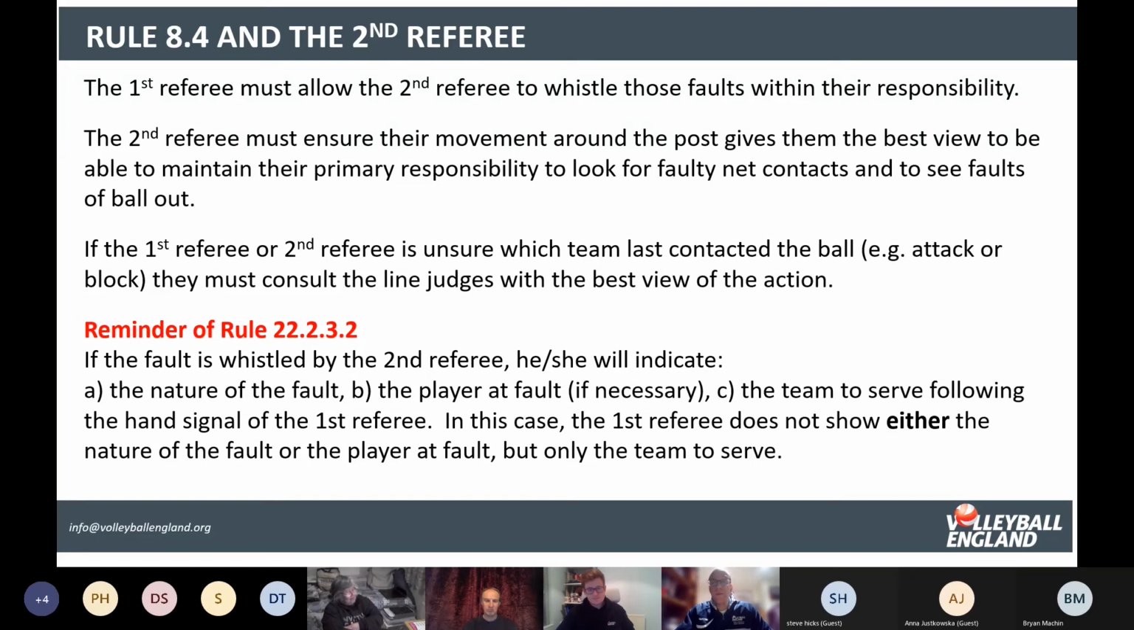As I say, if either of you are unsure as to which team last contacted the ball, consult your line judges. Now, just as a reminder, if the second referee whistles the fault, then the second referee initially indicates the side of the fault, after they've got to the right side of the net, the nature of the fault, the player at fault if necessary, and then the team to serve following the signal of the first referee. The first referee does not show the fault in this case. Only the team to serve. And the first referee will only know which team to serve by the position of the second referee.